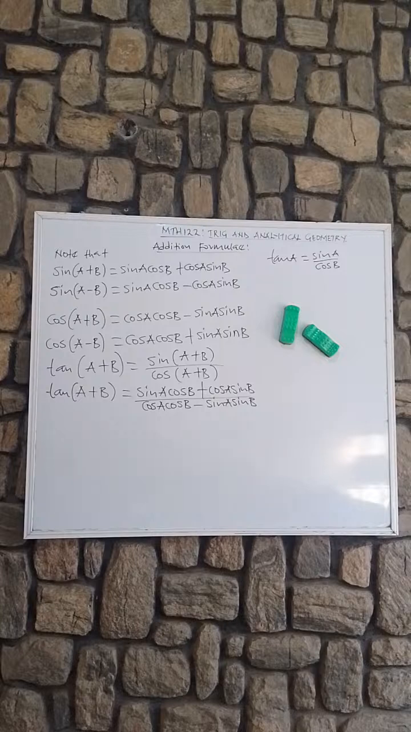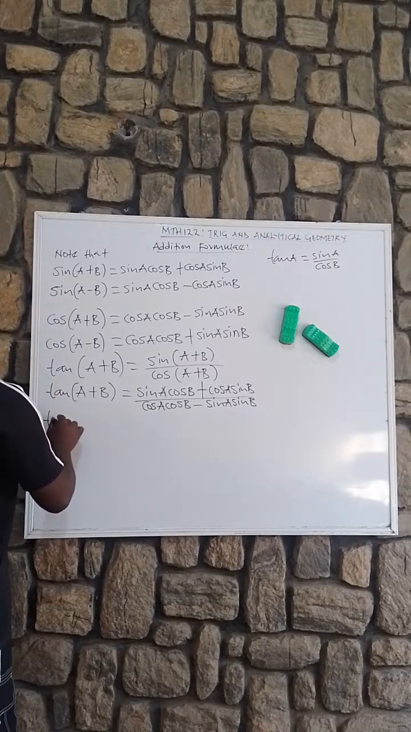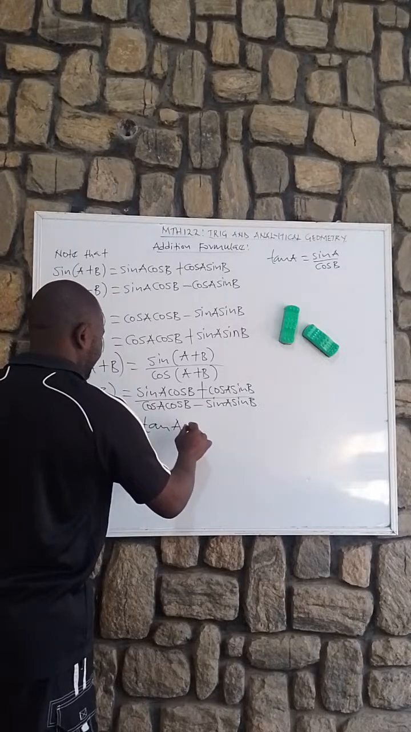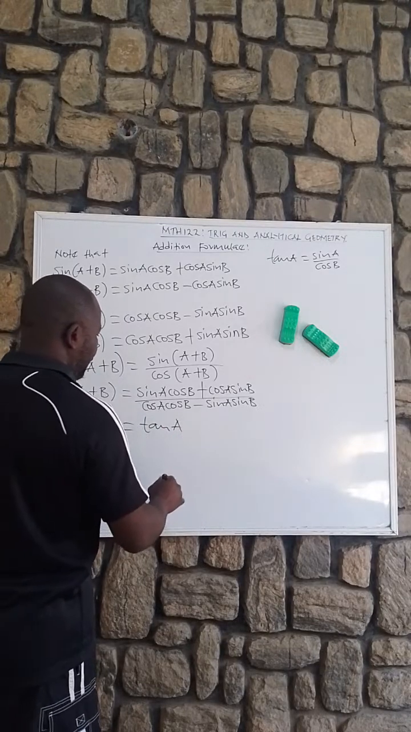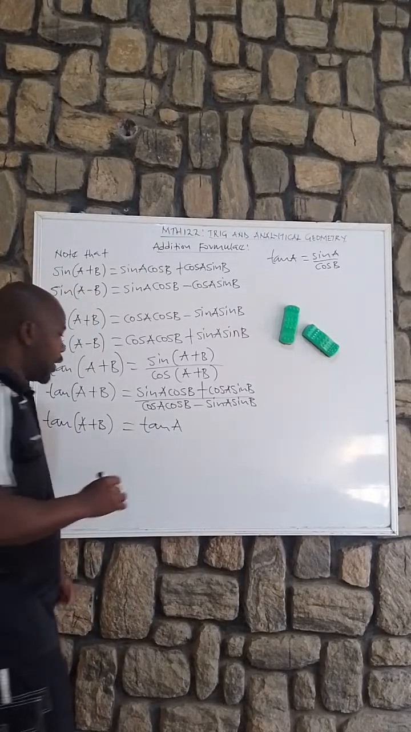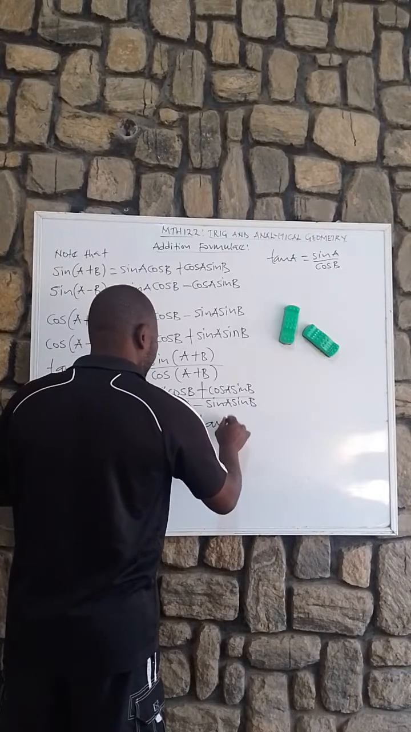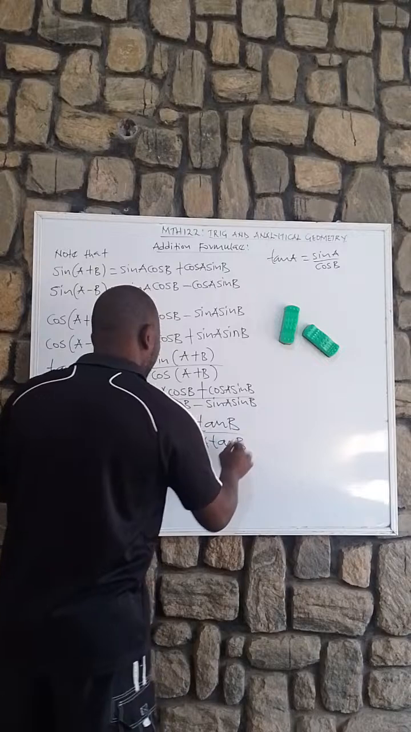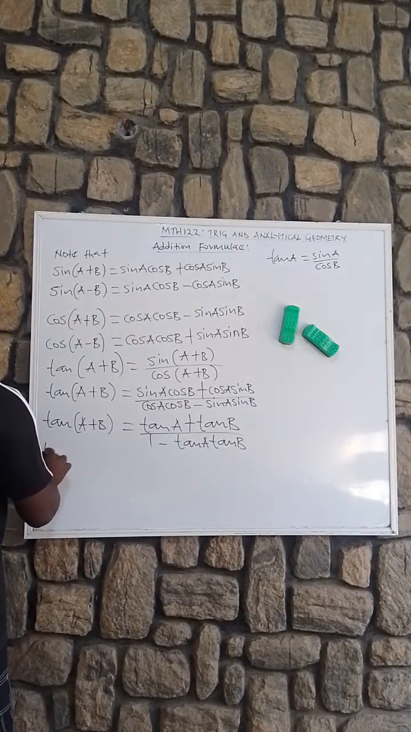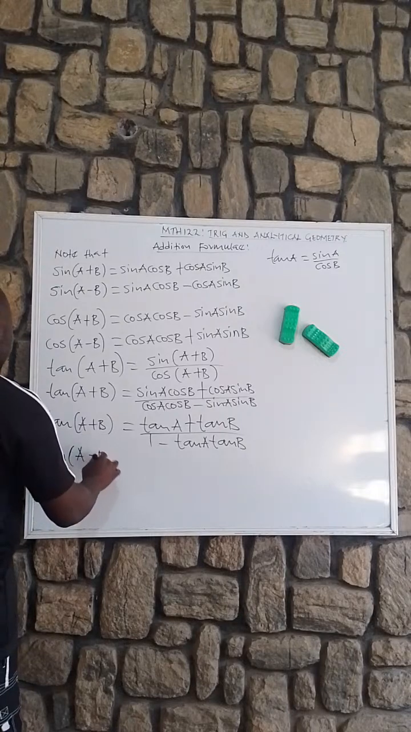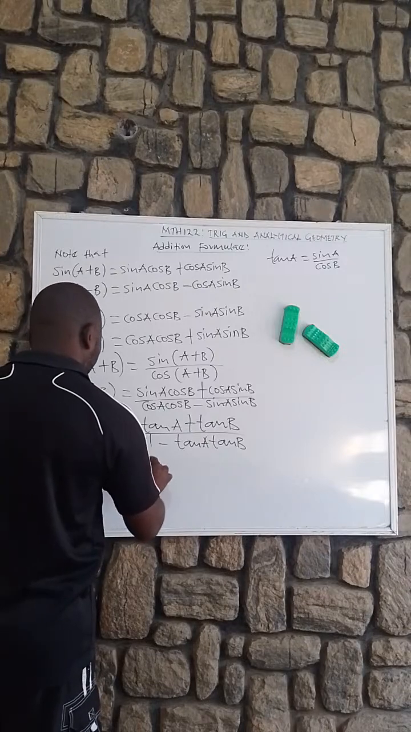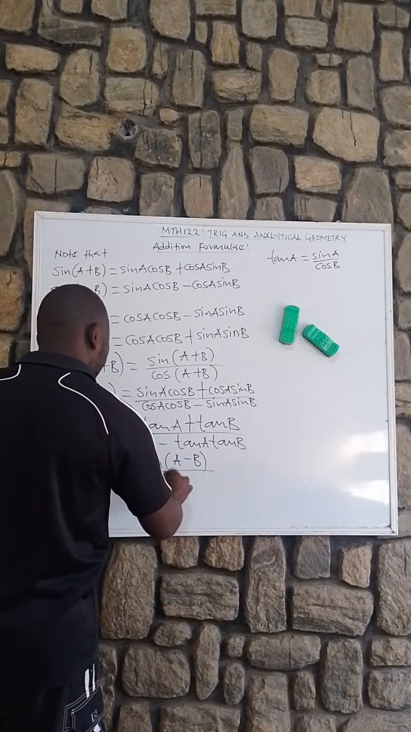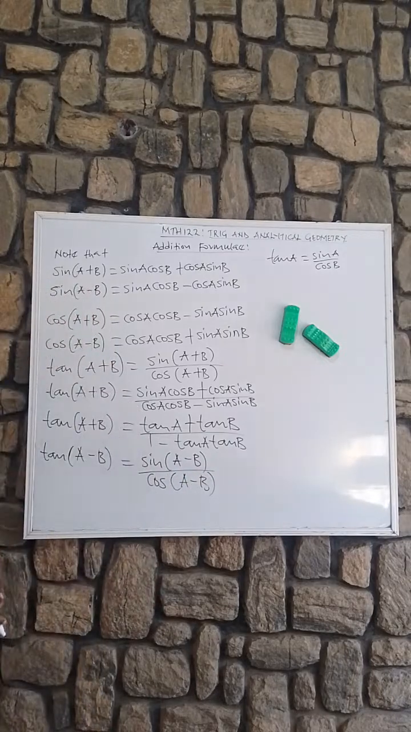So in the long run, it means tan of A plus B is equal to tan A plus tan B, all over 1 minus tan A times tan B. Then likewise, tan A minus B is equal to sine A minus B all over cos A minus B, right? Are you following?